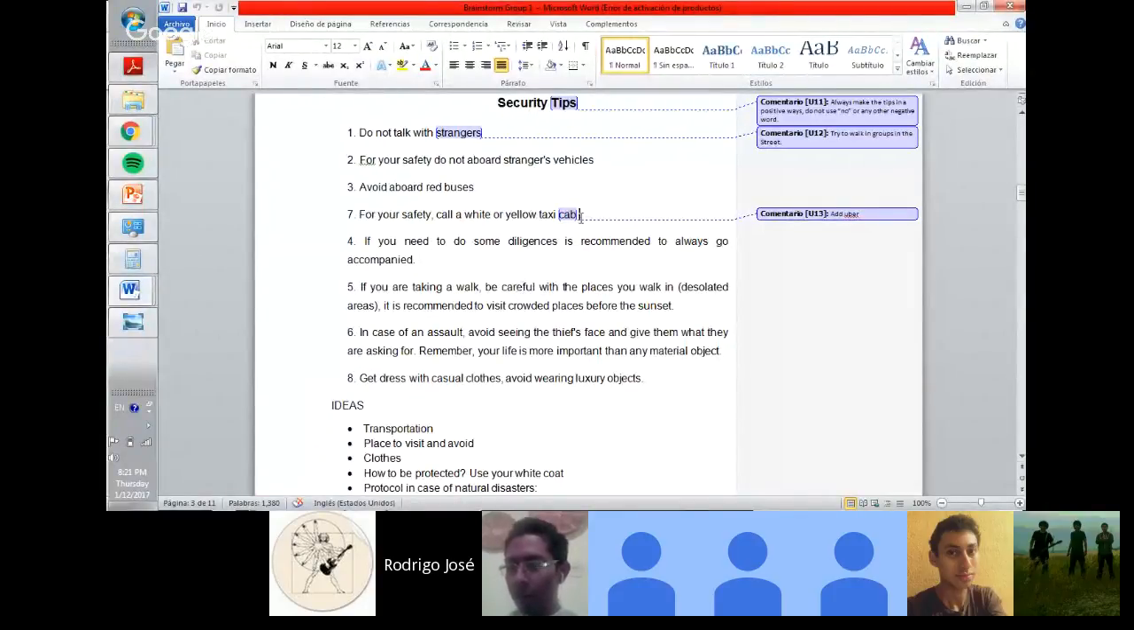Another idea was Uber. Uber is another idea, to make a safety guide. Uber's lit.